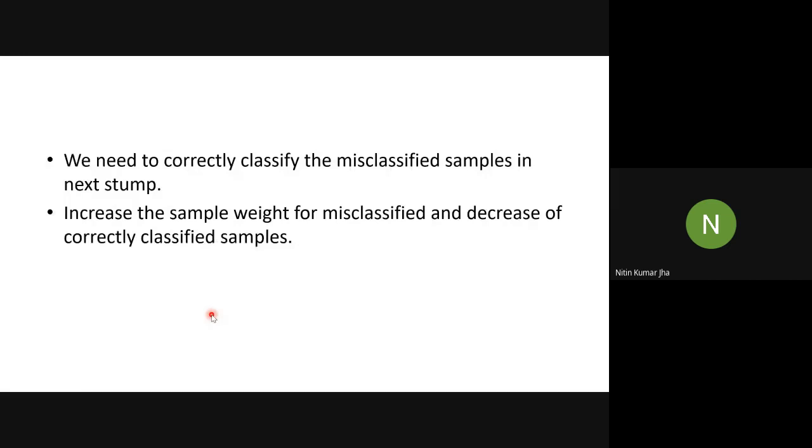So for the incorrectly classified points, let's say initially 1 by n, where n is the total number of data points. So in the very first bag, all have the equal weight 1 by n. But in the next bag, what happens if the point is incorrectly classified? We increase the weight by e raised to power alpha. So the weight will be 1 by n e raised to power alpha for an incorrectly classified point, and for a correctly classified point, the weight will become 1 by n e raised to power minus alpha.